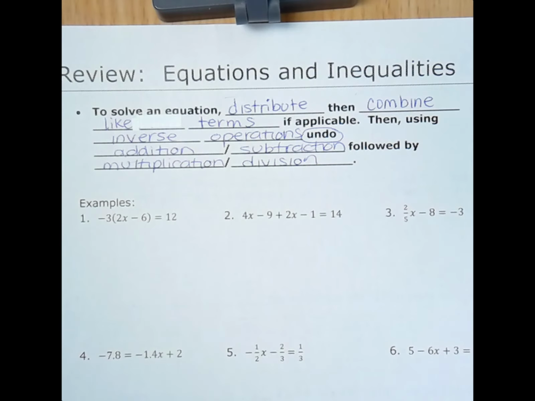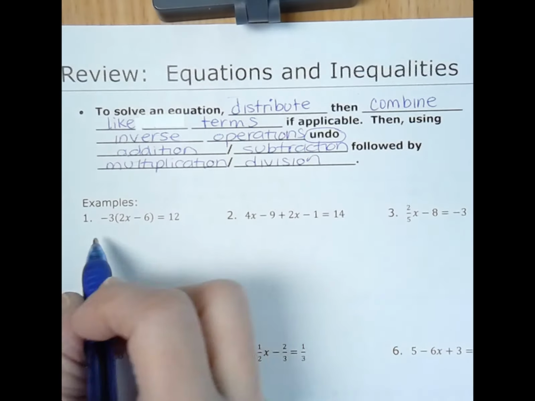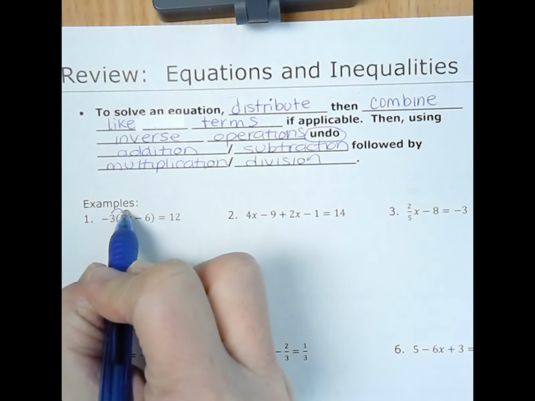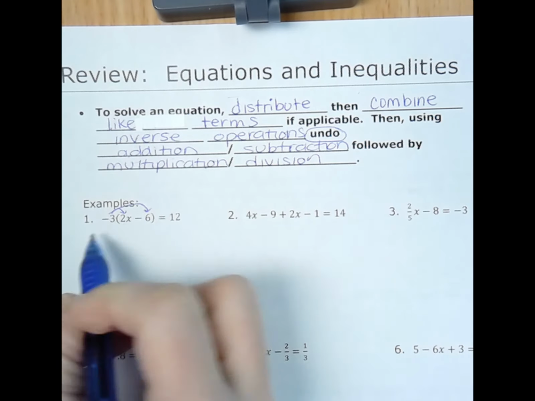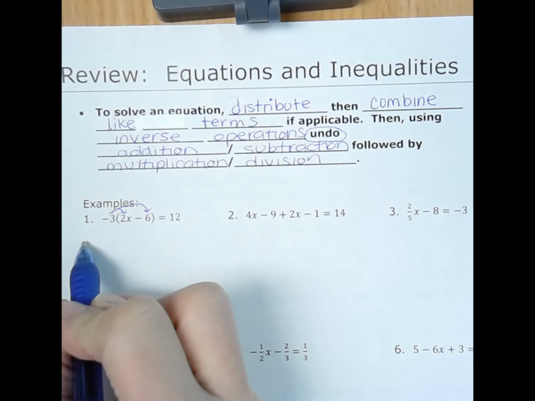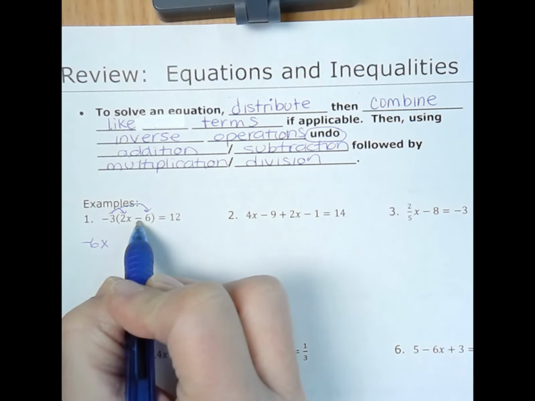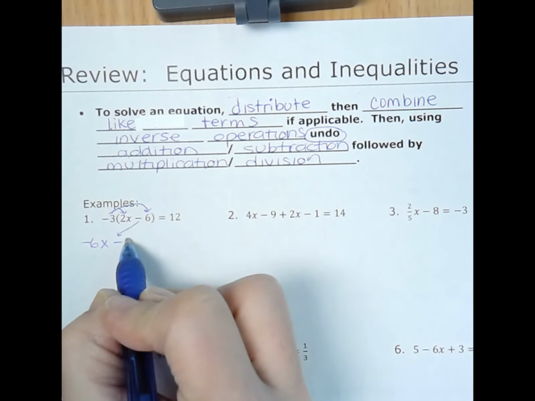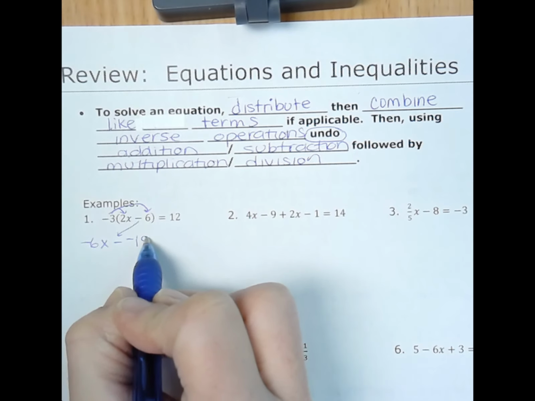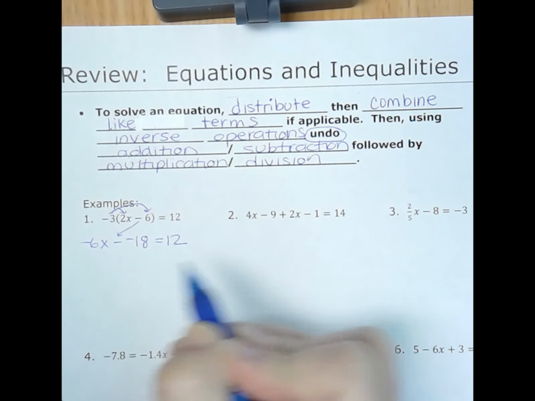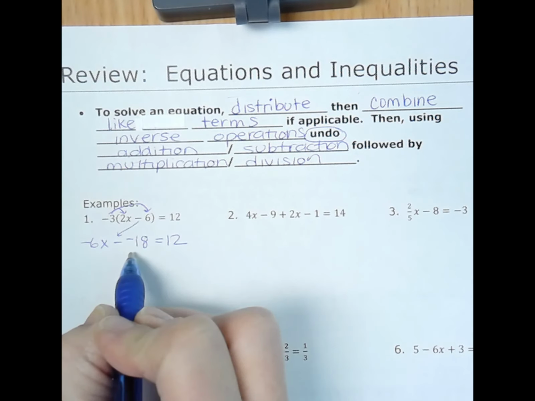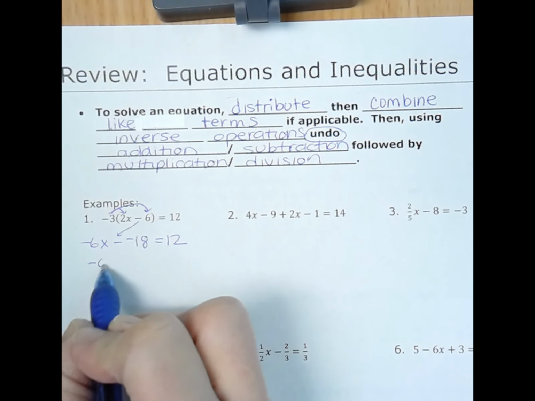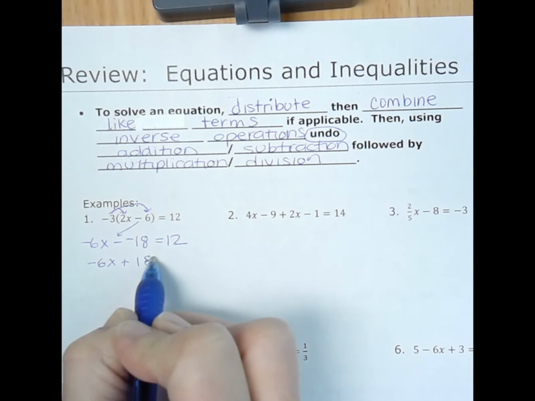So let's take a look at a couple examples. Number one, you can see we have parentheses, so we want to get rid of those parentheses by distributing. Negative 3 times 2x is negative 6x minus negative 3 times 6 is negative 18 equals 12. And then let's just simplify this left side. Negative 6 minus negative 18 is the same as negative 6 plus 18.